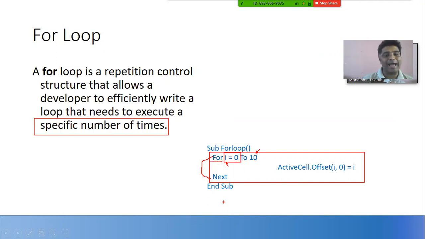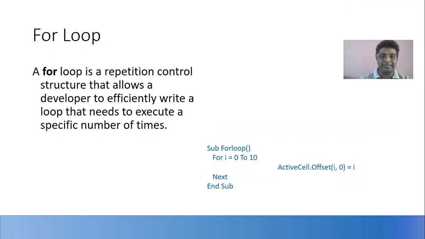So For is going to have a closing of Next, and between this For and Next, we can write a statement. Here we have just written a statement to print the value of I in a cell, and I want that position to be moved row by row. That is the reason we have used ActiveCell.Offset. So from wherever your cursor is, you keep on moving I number of rows and print the value of I. Let us understand how exactly this executes first.